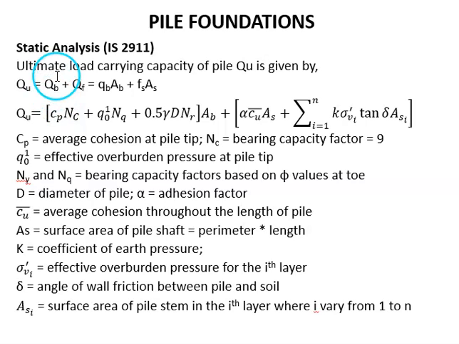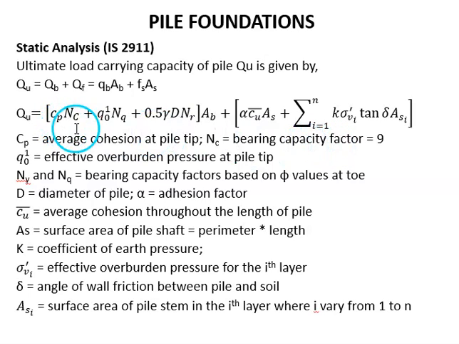Static analysis. There are various methods available to find the ultimate load carrying capacity using analytical solutions. The ultimate load is the sum of end bearing resistance and frictional resistance. The end bearing resistance is nothing but the bearing capacity, so we can write it as c N_c plus q0' N_q plus 0.5 gamma D N_gamma, into bearing area. Then the frictional resistance is alpha into c_u bar into A_s plus sigma K into sigma_vi' tan delta A_si.